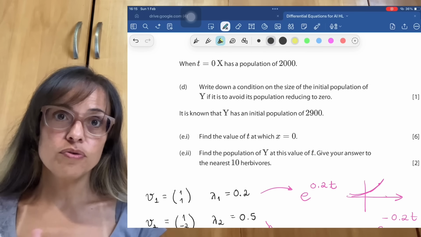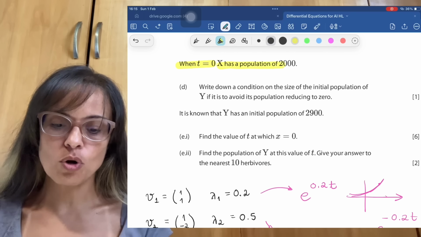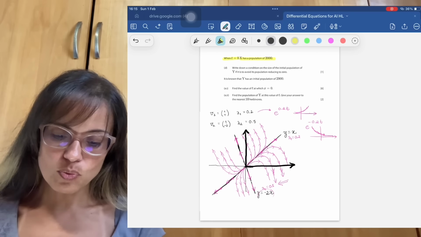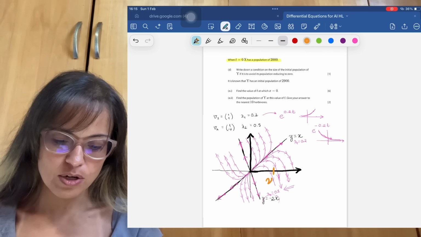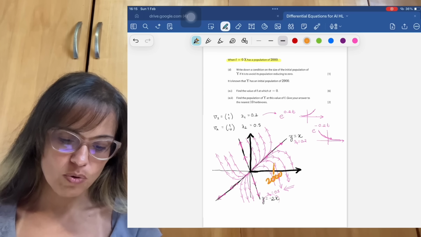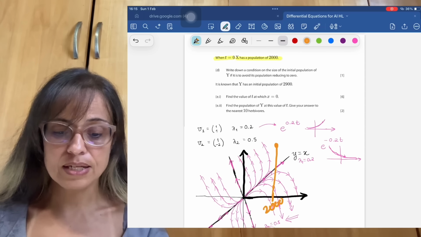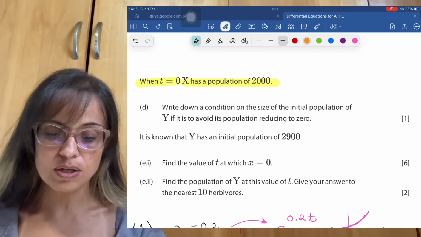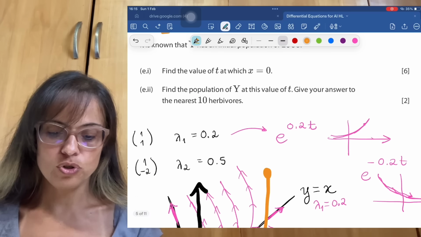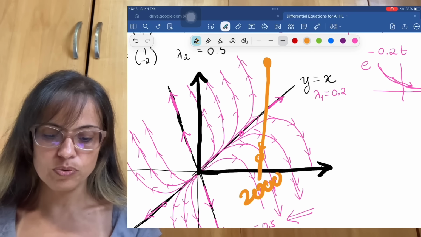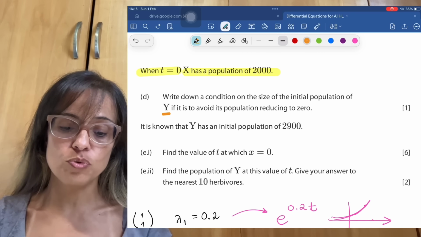So now he's sort of giving me some kind of initial condition. When t equals 0, x has a population of 2,000. That doesn't really tell us where we are in the picture, because 2,000 can be anywhere here. So it might be down here under the eigenvector, or it might be up there. We don't know. And that's exactly what he wants us to think about, because he asks us to write down a condition on the size of the initial population of y, which is going to tell us whether we are down here or up there, if it is to avoid its population reducing to 0.